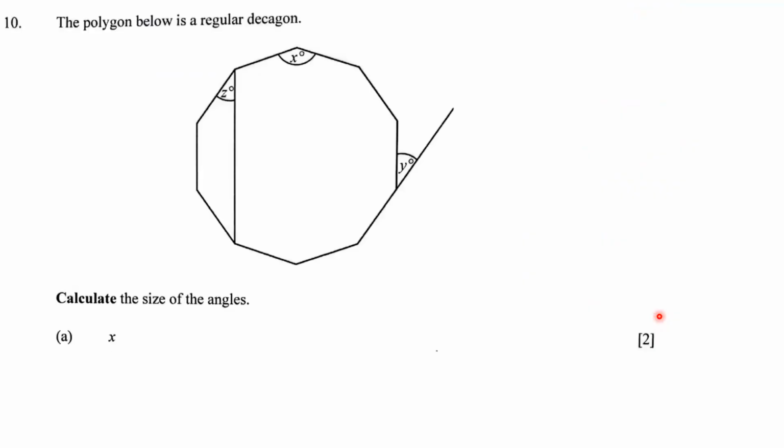It says the polygon is a regular polygon. It's a regular decagon. So that means it has 10 sides. Calculate the size of the angles. The first angle we have is x, and x is an interior angle. So this is an interior angle. That's what x is, and they want us to figure out the size of angle x. We know that this thing has 10 sides. And so in order for us to find out the interior angle for this decagon, we're going to use this formula.